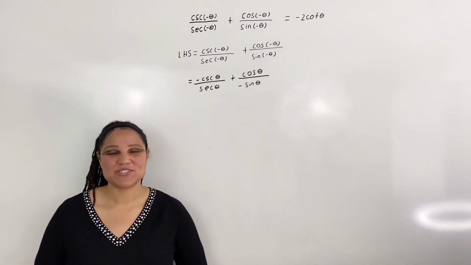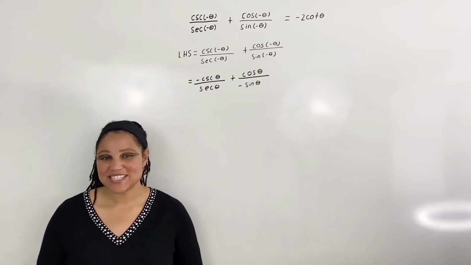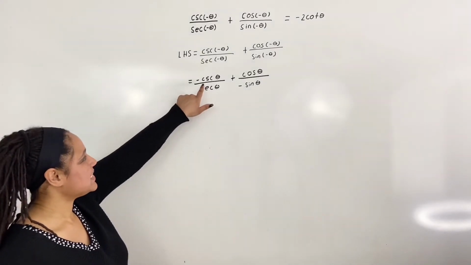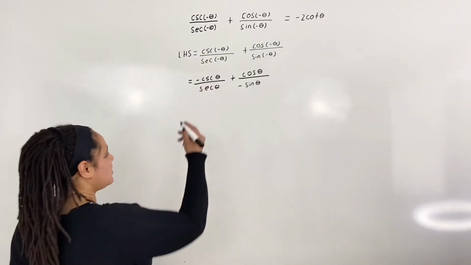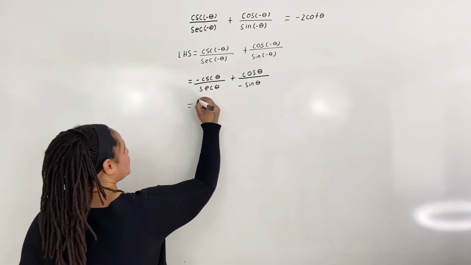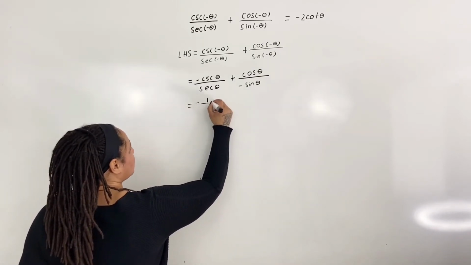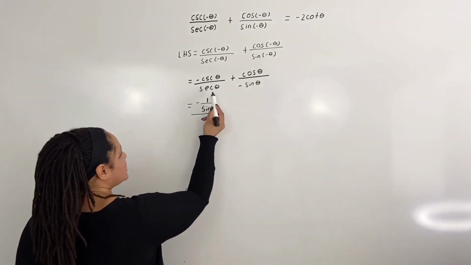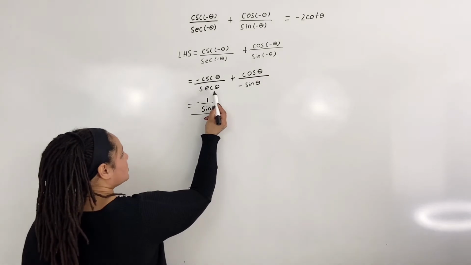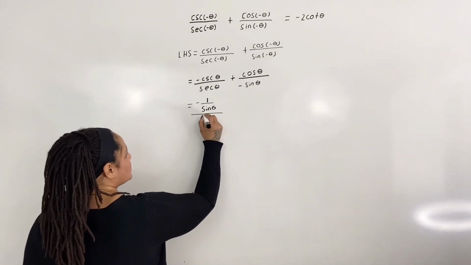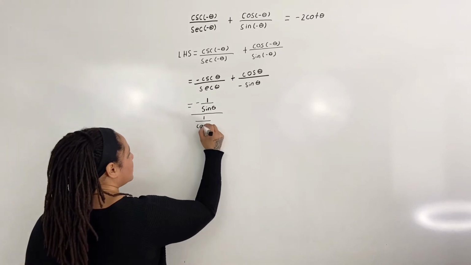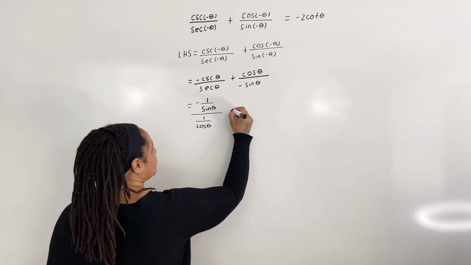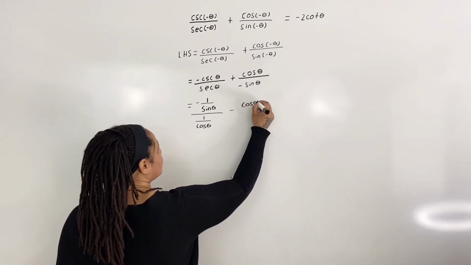Now I'm going to use the reciprocal identity for cosecant and secant. We know that cosecant of theta is equal to 1 over sine of theta, so I say this is equal to negative 1 over sine of theta divided by, and we know that secant of theta is equal to 1 over cosine of theta. So I say 1 over cosine of theta. Now I'm going to take this negative sign and bring it out, so we have minus cosine of theta divided by sine of theta.